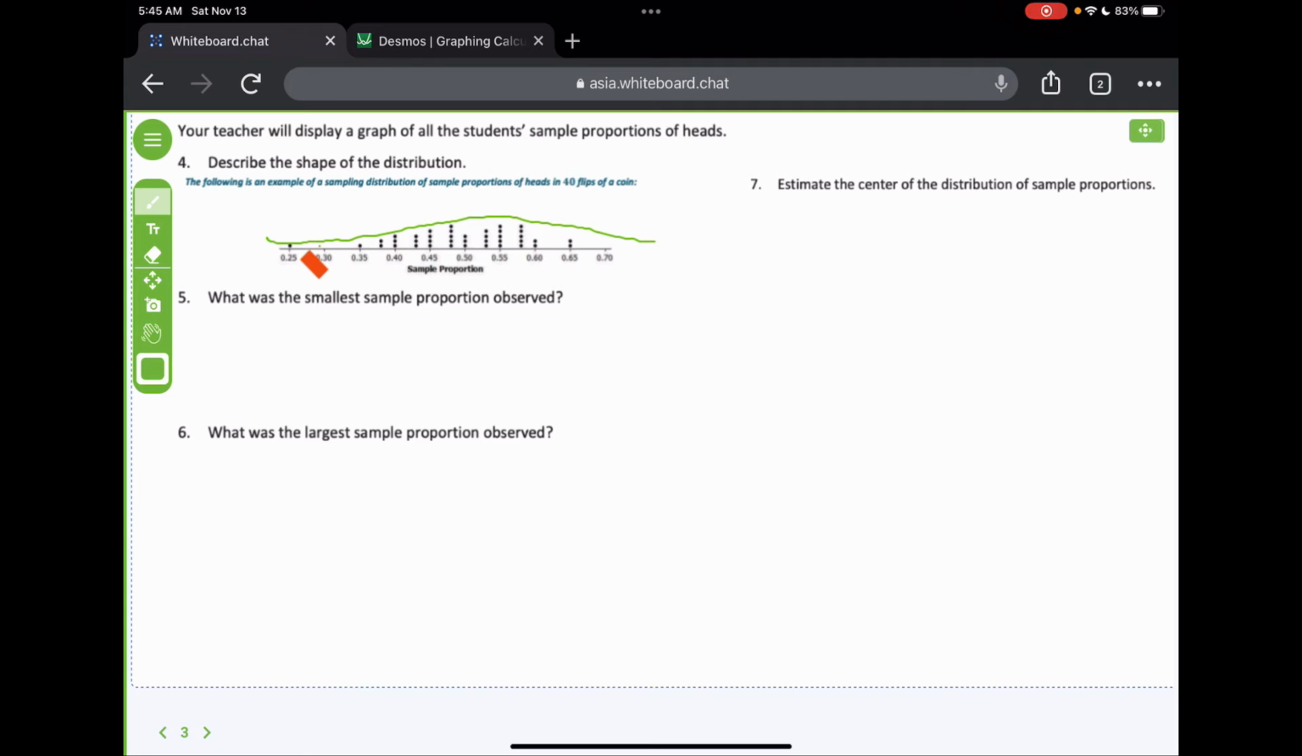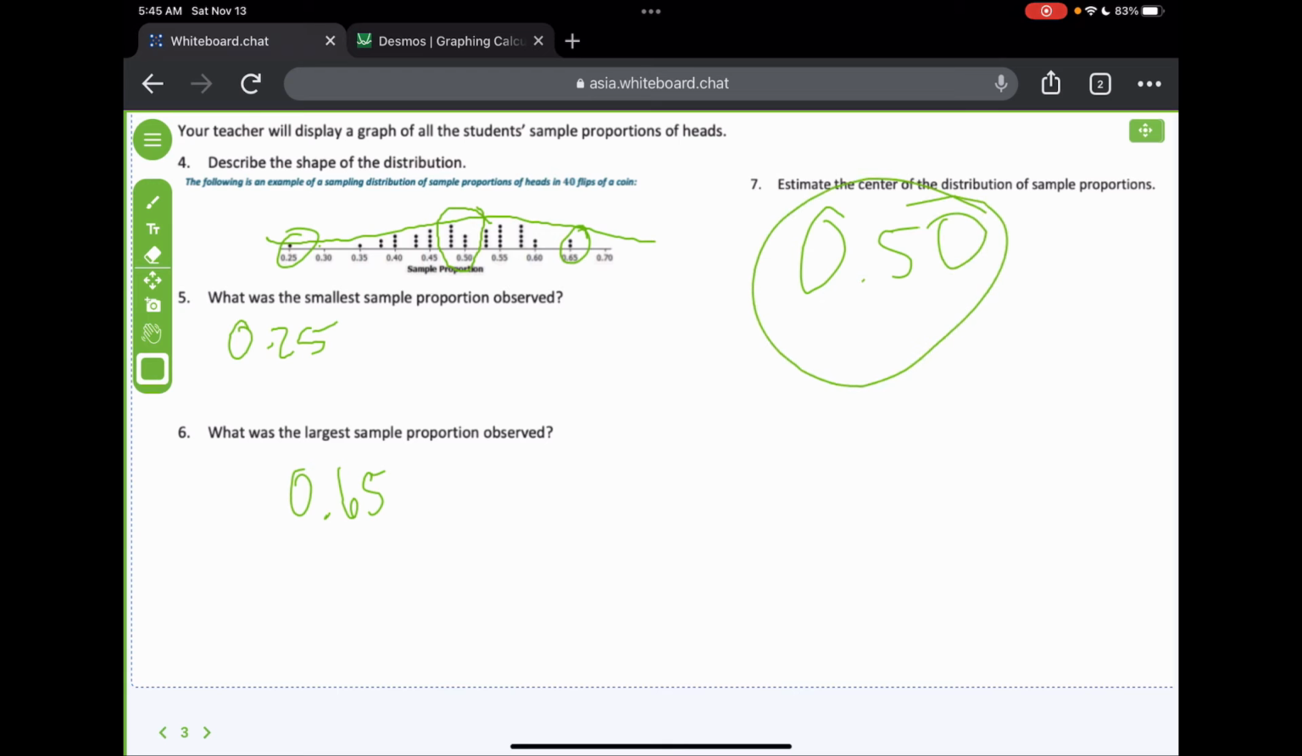Okay. Alright, so what was the smallest sample proportion observed? Well, down here we would see that 0.25 is the lowest one. For the largest proportion, we go down here, and it's going to be 0.65, so about 65% of them were heads. So estimate the center of the distribution of the samples. Well, what would you say is about the center? Right around here, right? Knowing that flipping a fair coin, either heads or tails, the center should be around 50.